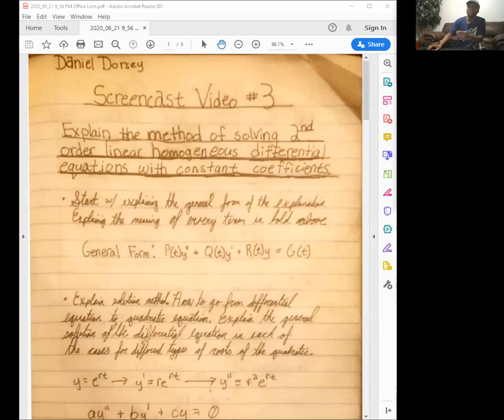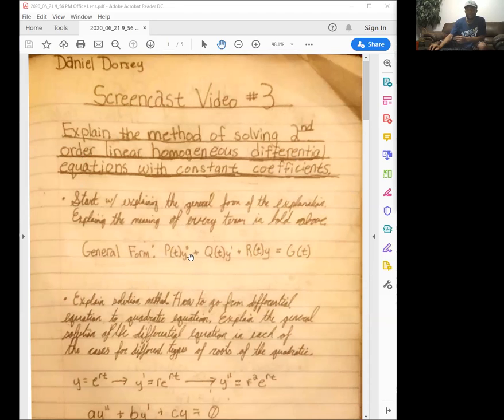First, I'm going to start by explaining the general form of the equation, which is seen here. The general form is P(t) y double prime plus Q(t) y prime plus R(t) y is equal to G(t). In order for this to be a homogeneous equation, G(t) will have to be equal to 0.